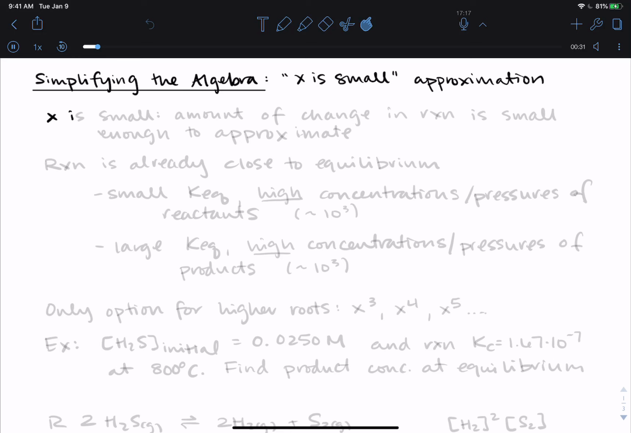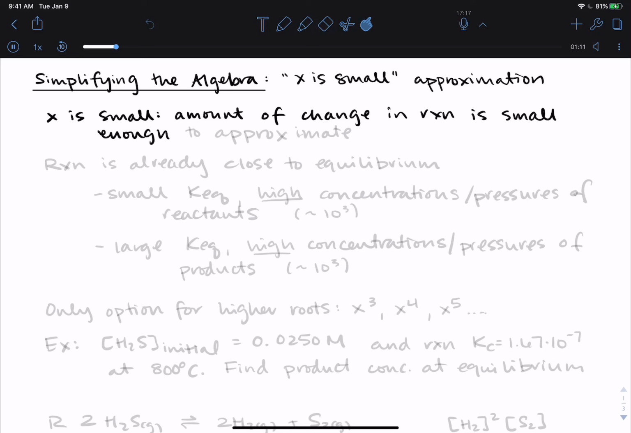It's something called the x is small approximation. And when we say x is small, take a second and remember where we put x in our RACE table. It goes in initially in that change row. So when we say that x is small, what we are looking for are cases where the amount of change in the reaction as it's trying to get to equilibrium is small enough to approximate.